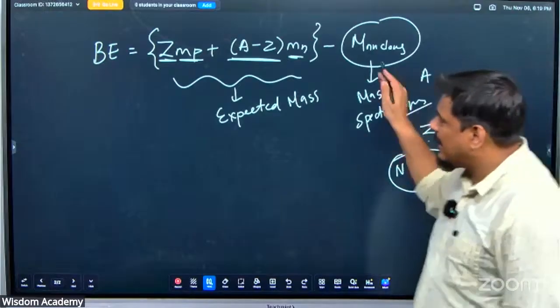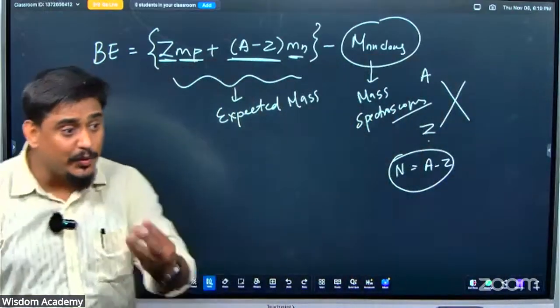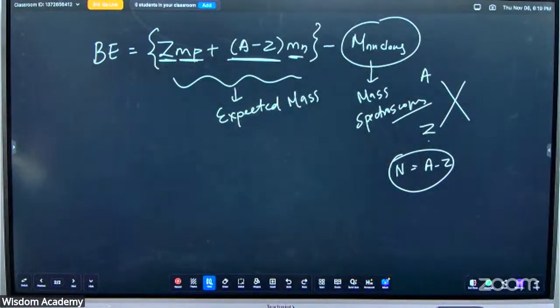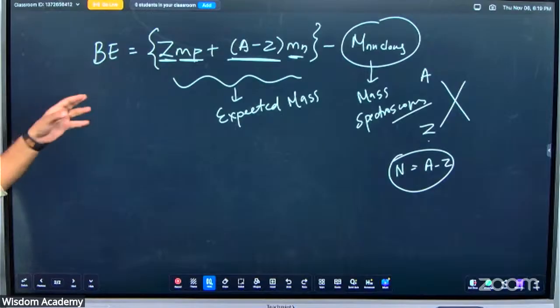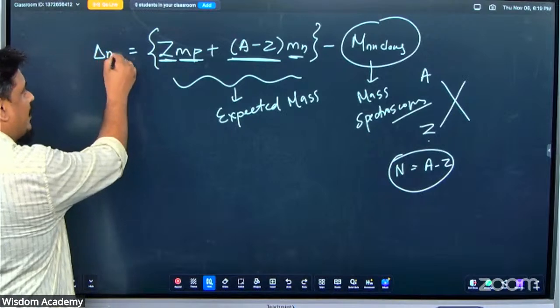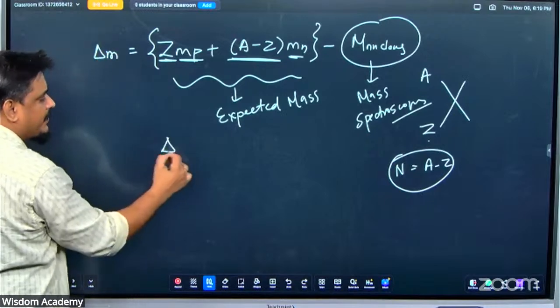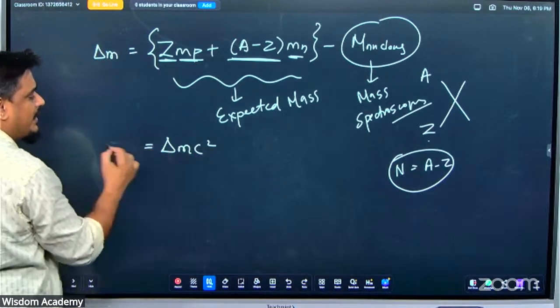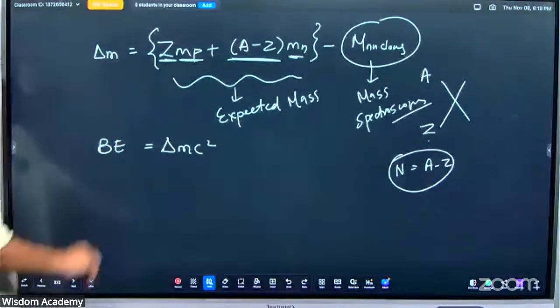So if you subtract these two values, then you get the mass defect, not binding energy, sorry. This is mass defect, delta M. When you multiply this delta M with C square, then you get binding energy.